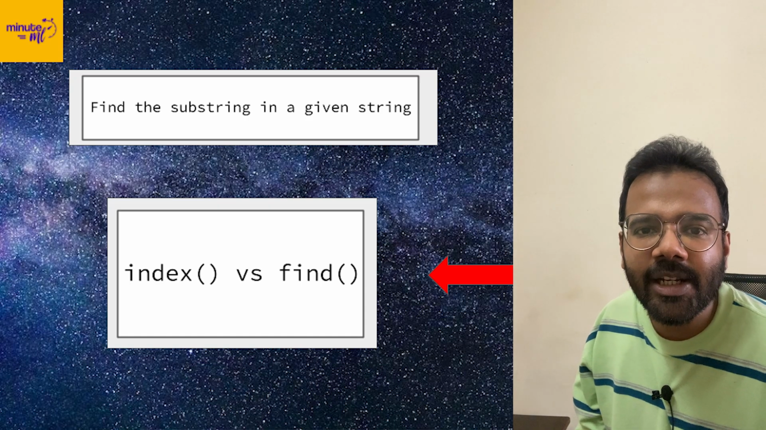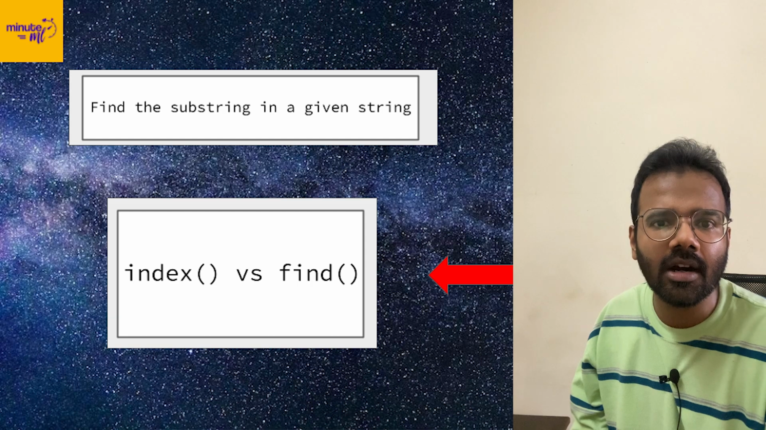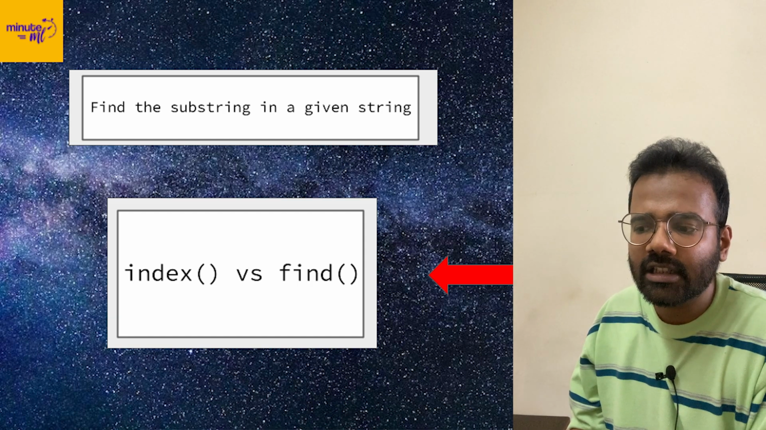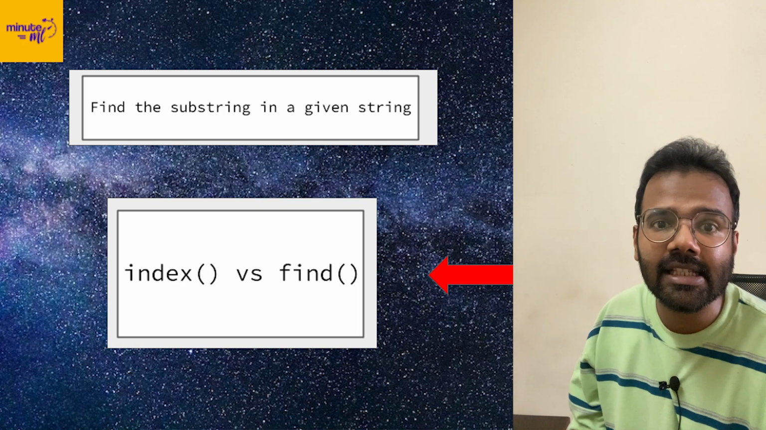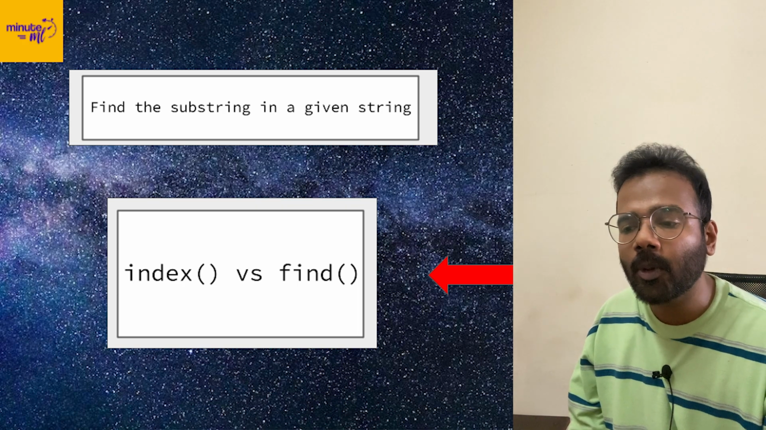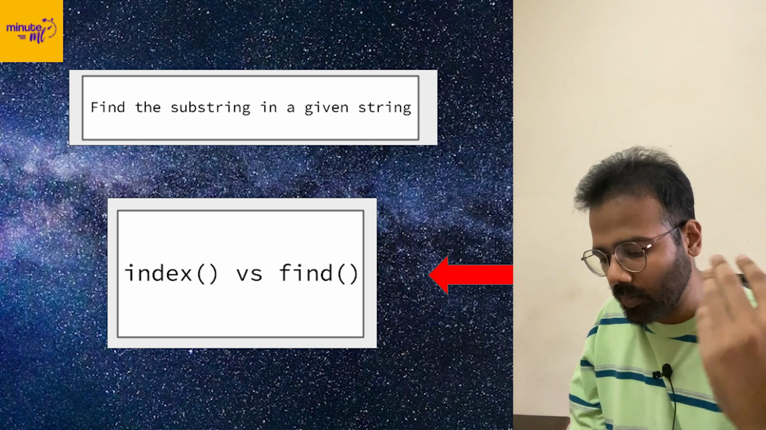Hi, so in this video series where we have been looking at functions or methods that either look similar or have a similar function in terms of what we can achieve from them, we are going to look at index versus find today. So both these methods are used to find the position of a substring in a given string. So what do I mean by that?